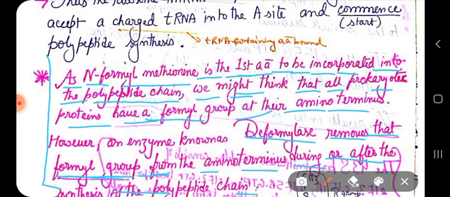So this has to be remembered: although we know that N-formyl methionine is the first amino acid incorporated into the growing polypeptide chain in prokaryotes, if you observe the prokaryotic protein sequences, their N-terminal does not have any formyl group. So where does the formyl group go? The formyl group is removed by an enzyme called deformylase. During translation or after the polypeptide chain synthesis, deformylase works.